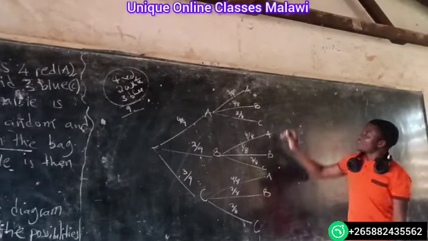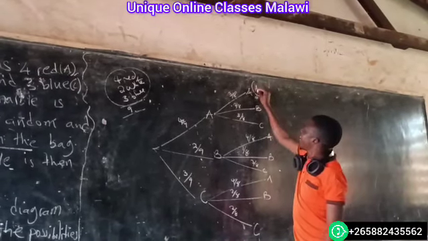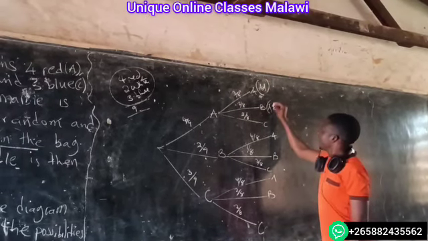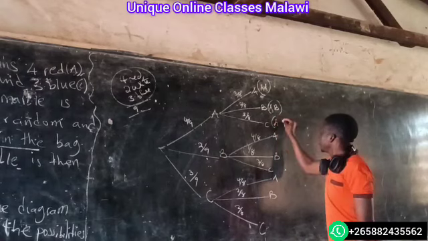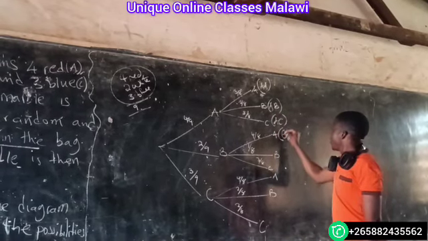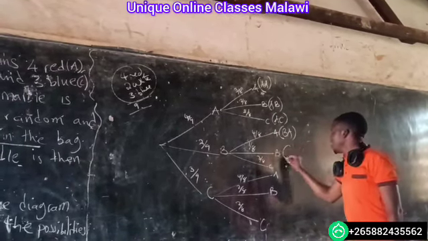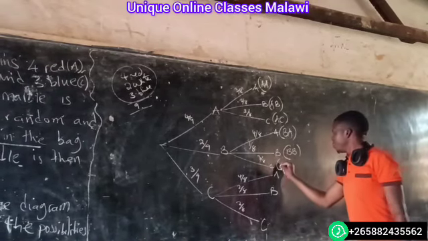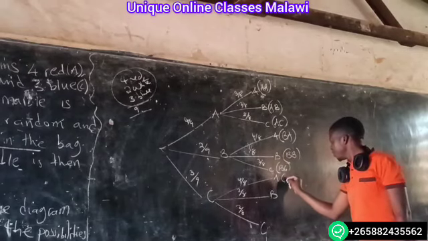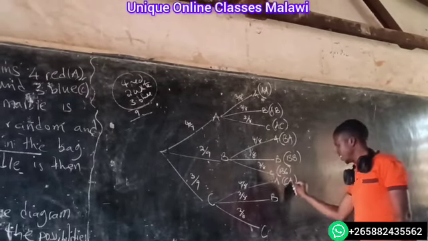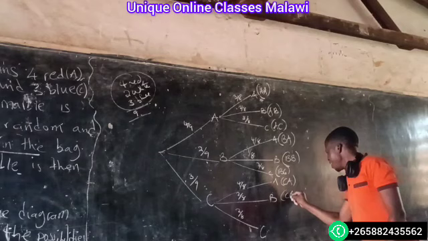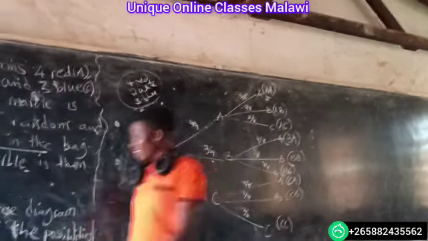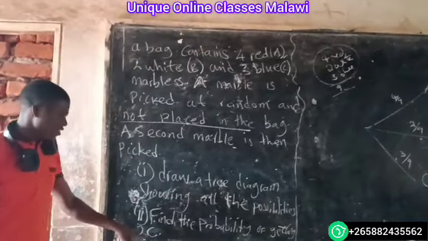Here in the probability space you have AA, AB, AC, BA, BB, BC, CA, CB, CC. Now the question is finding the probability of getting that CC.